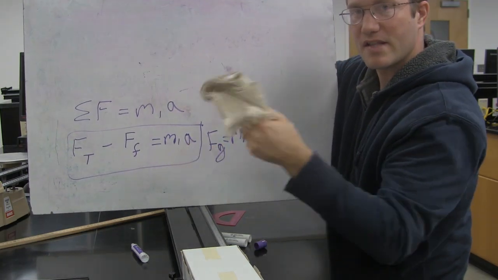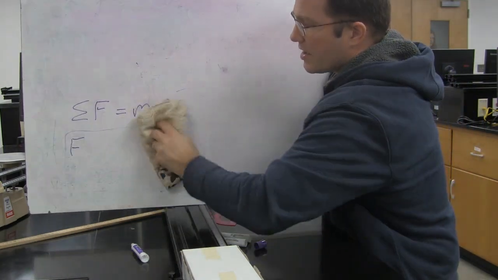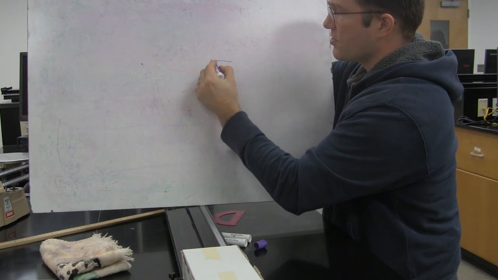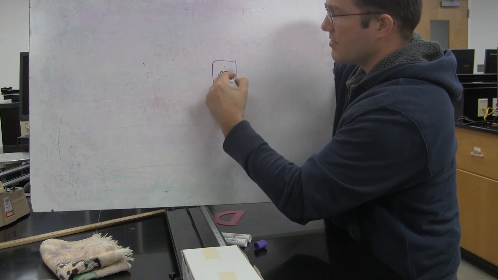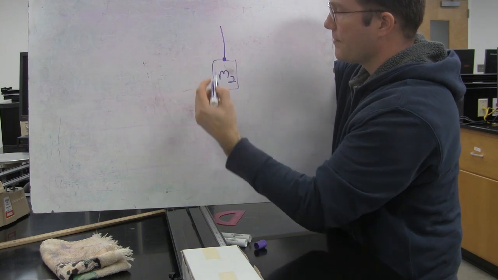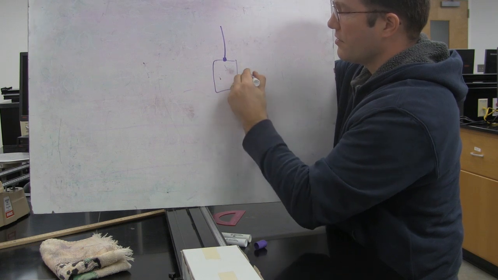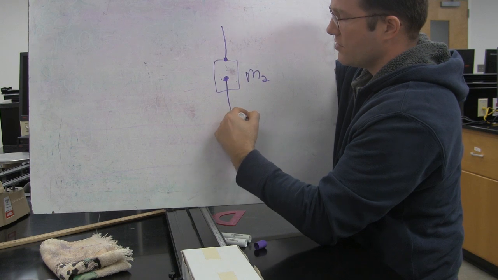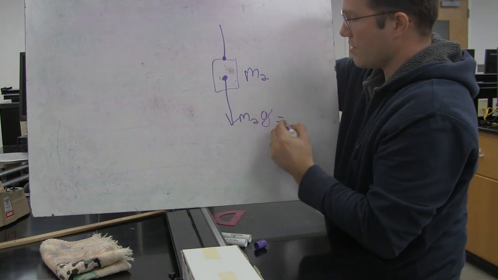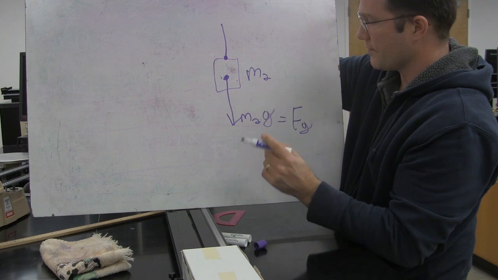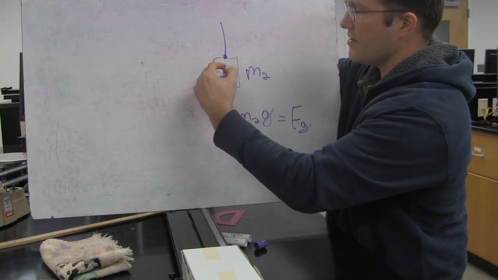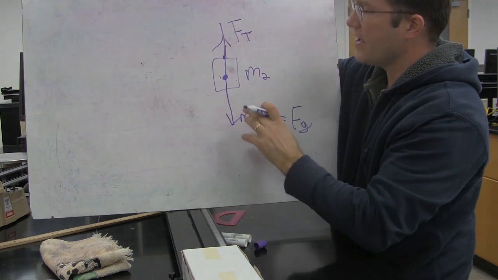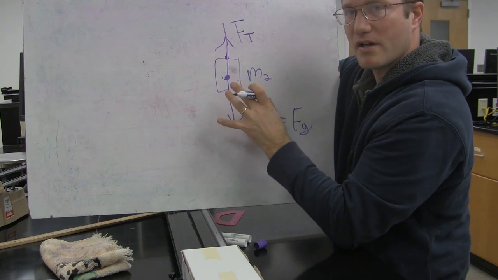Now, there's another part of the system, and that's the hanging mass. So let's take a look at the hanging mass. It's a little more simple, actually. There are really only two forces at work. Here's our hanging mass, m2, and it's tied with a string. For m2, we can draw two forces. First of all, there's m2g, which is equal to the weight, or the gravitational force, on the mass. And then there's an upward force, which is the force of tension pulling upward on it.